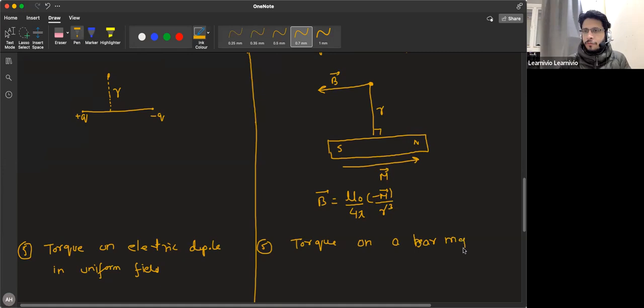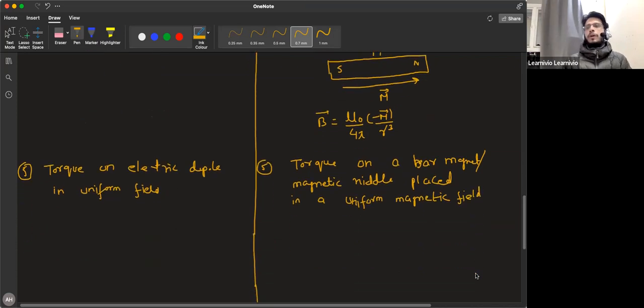Now here, instead of a bar magnet, he can give a magnetic needle also. A bar magnet or a magnetic needle will have the same result, placed in a uniform magnetic field.